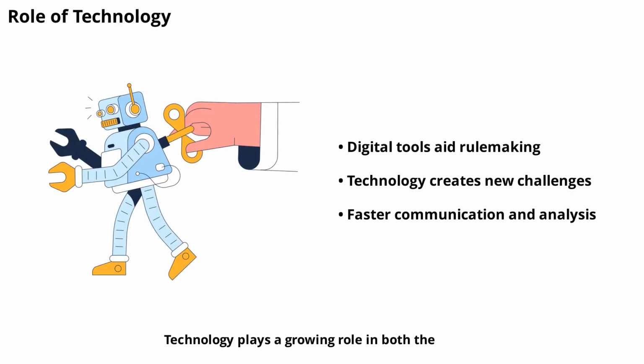Technology plays a growing role in both the need for and the process of updating rules. Digital tools make it easier to gather feedback, analyze data, and communicate changes. At the same time, new technologies often create challenges that existing laws were not designed to address, prompting further updates.